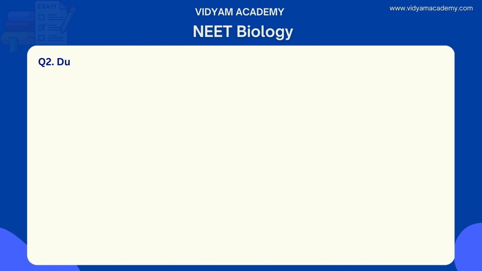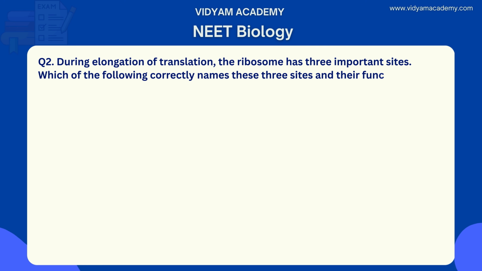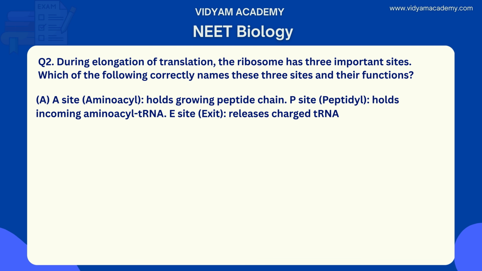Let's move to question number 2. During elongation of translation, the ribosome has 3 important sites. Which of the following correctly names these 3 sites and their functions? Option A: A site, aminoacyl, holds the growing peptide chain. P site, peptidyl, holds the incoming aminoacyl tRNA. E site, exit, releases charged tRNA.